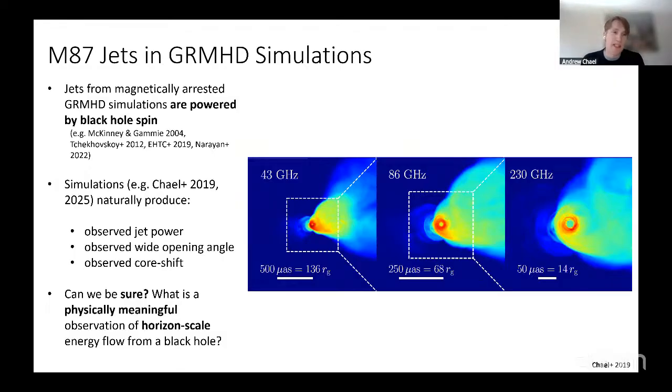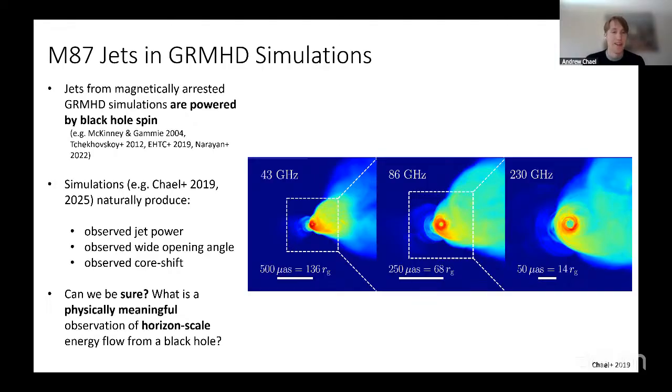And from the simulation perspective, I think we have a lot of good reason to think that is indeed the case. We've known for a long time that jets from simulations are indeed powered by the black hole spin, because we can just go inside the simulation and see where the jet power is coming from. We have images from the simulations which look a lot like the images of the base of the jet in M87 that we obtain in reality.